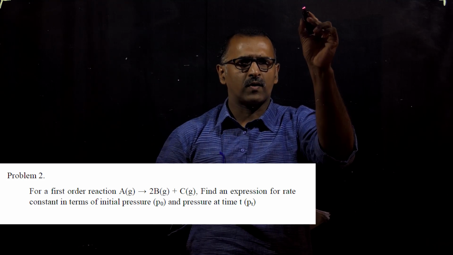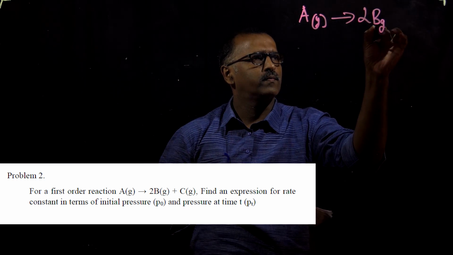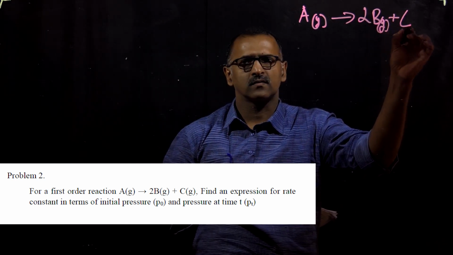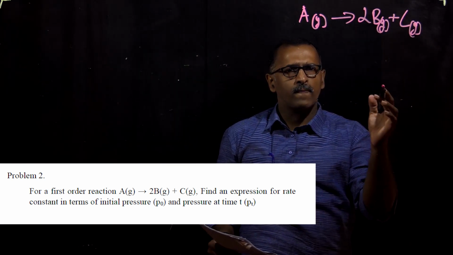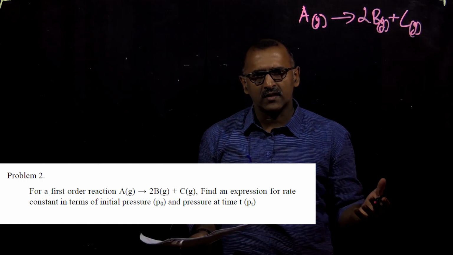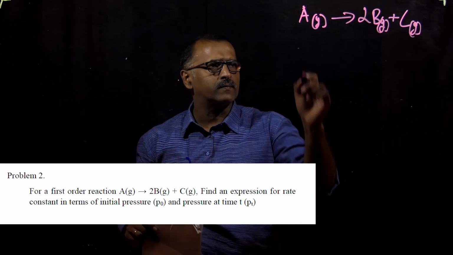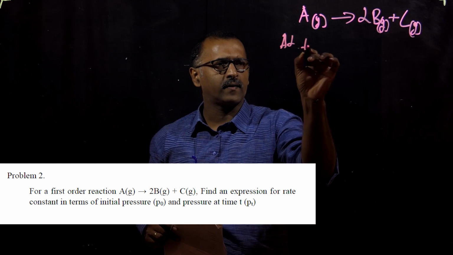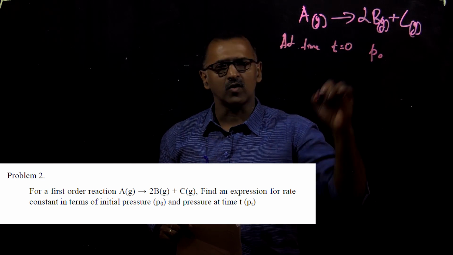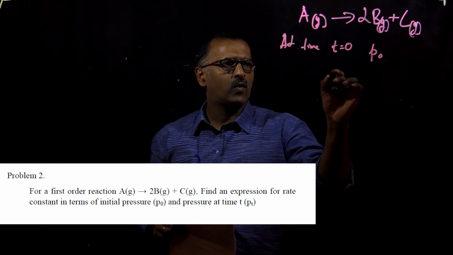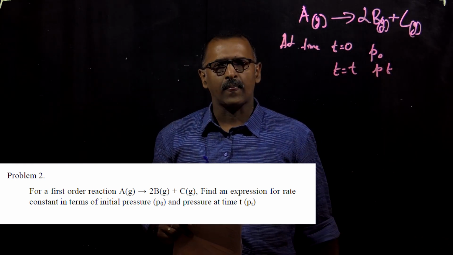Our problem is A in the gaseous phase giving you 2B plus C. As we know how to solve this, this is a gaseous phase reaction in which the pressure is given in place of concentration. So at time t equal to 0, our pressure is given as P0, which is the total pressure. And now at time t equals t, our pressure is P.